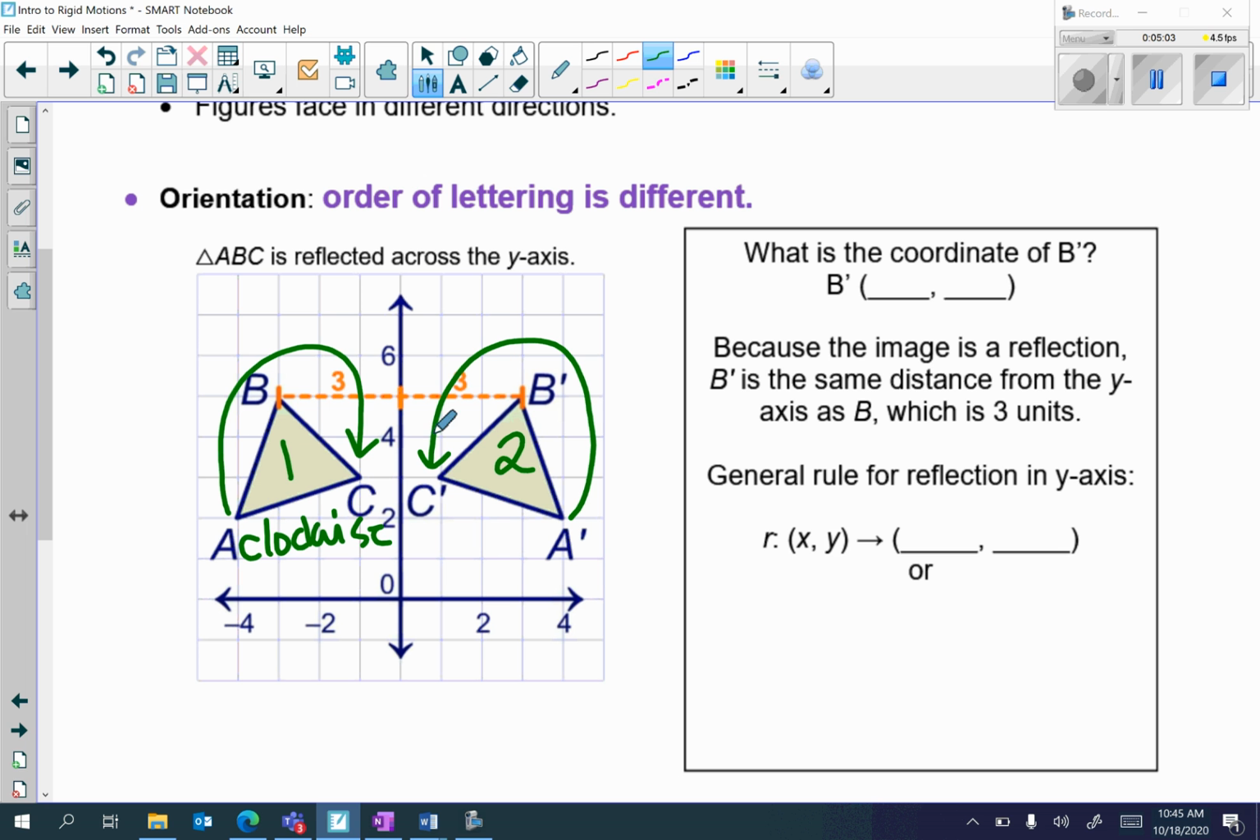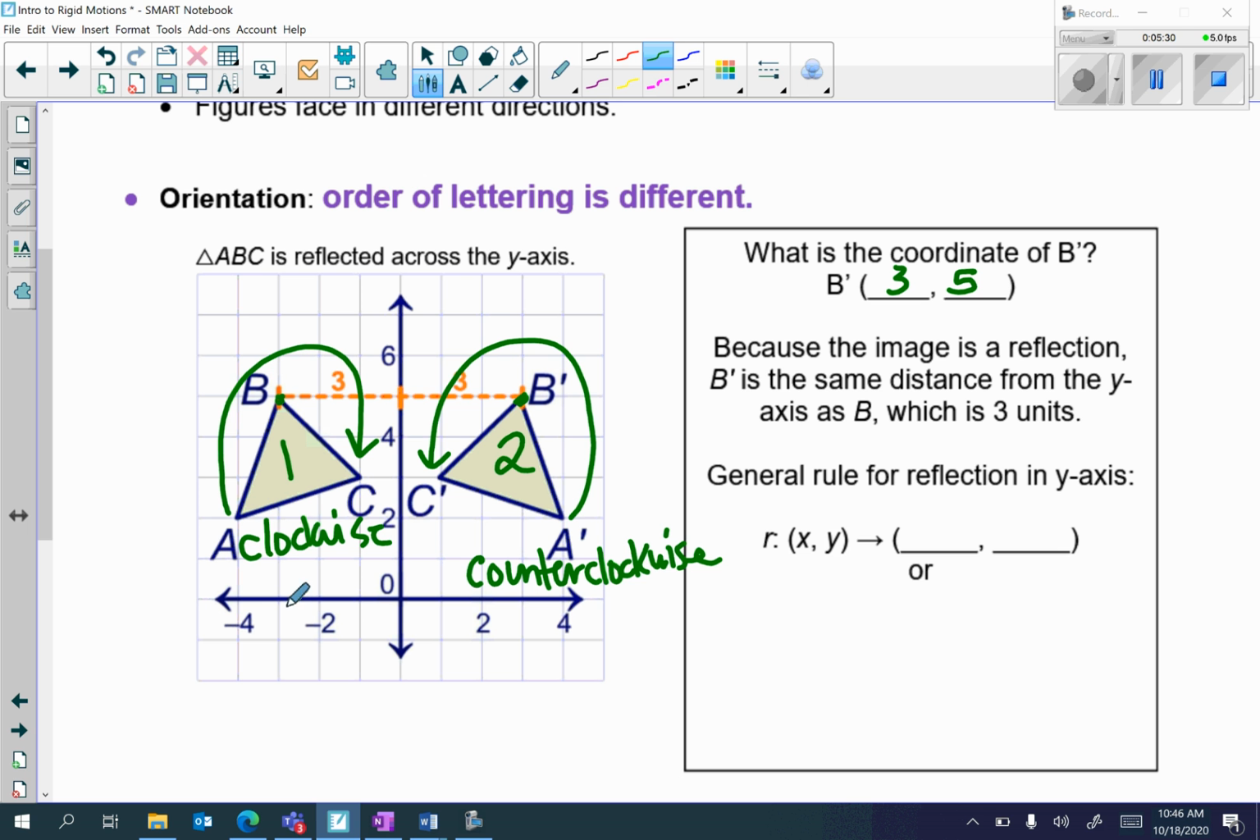A prime, B prime, C prime is going in the opposite direction, which is counterclockwise. We know that this is a reflection because the orientation has changed. The direction of the letters is different. So let's take a look. It asks, what is the coordinate of B prime? B prime is right here, so that's 3, 5.